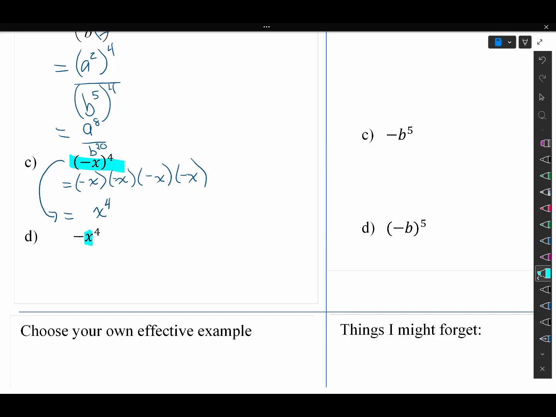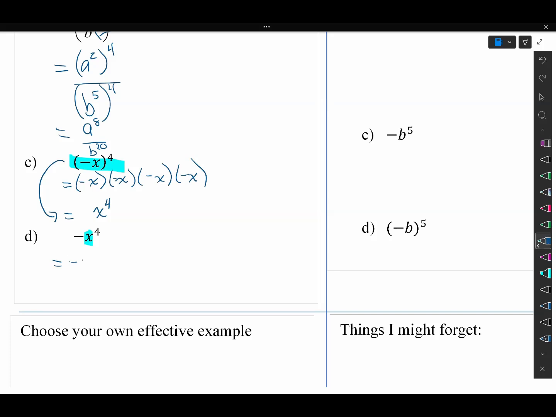The negative is not inside. There are no brackets to attach these together this time. So this time the only thing that's being multiplied by itself 4 times is the x. So if I were to write this out, if I were to expand this, I'd be working with negative, because I bring that down as I work forward.